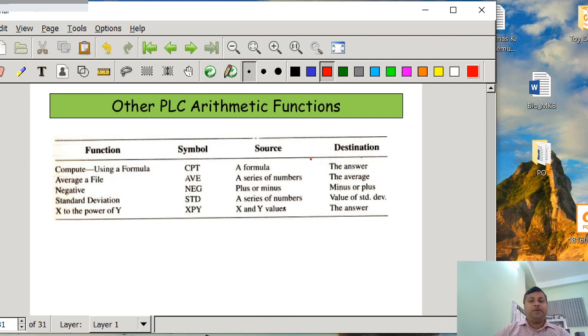So I will stop here by summarizing what we have discussed today. Mainly we have seen how the addition operation and subtraction operation can be performed using a PLC, with examples. Then we have understood the multiplication and division operations using a PLC, and also we have seen some examples where these functions will be essential to get the results.